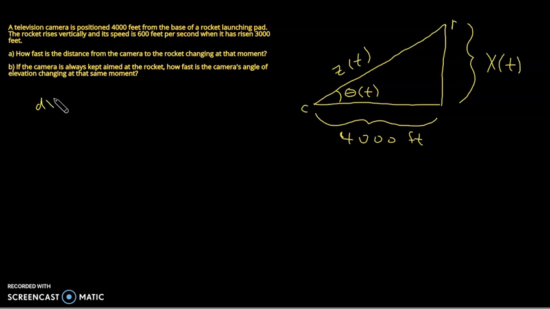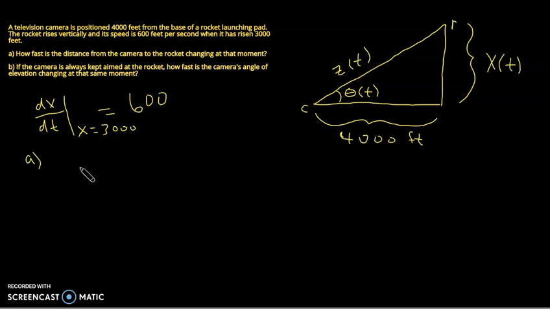So let's write down that we know dx/dt when x is 3,000 is equal to 600 feet per second. Let's just remember that it's feet per second. So that's known. Okay, let's go ahead and get into part A here.